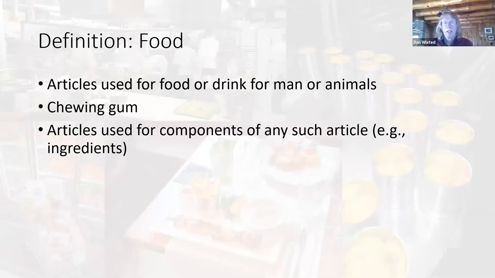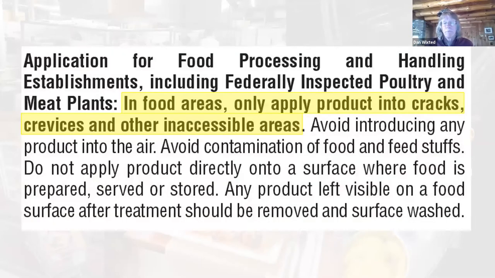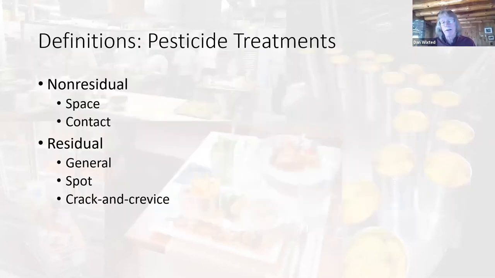Okay, so how can I use it in the food area? The label is going to show you how. In this case, it says only apply product into cracks, crevices, and other inaccessible areas. What does that mean? Next slide. Again, these kinds of terms are defined in regulation and people need to be aware of it.